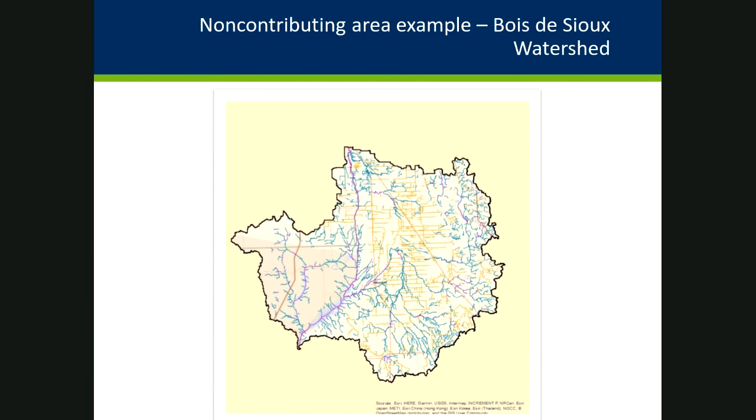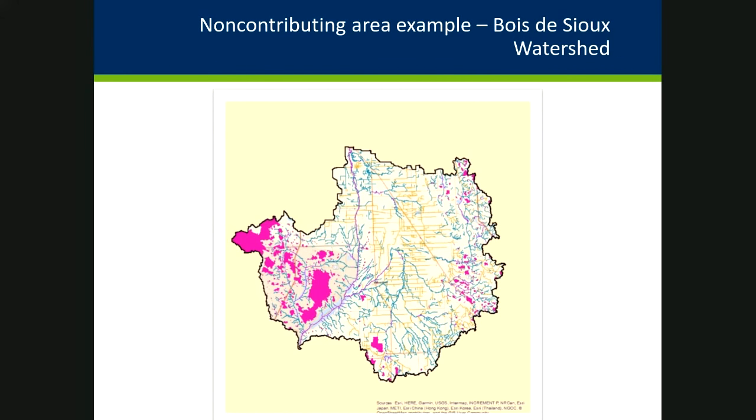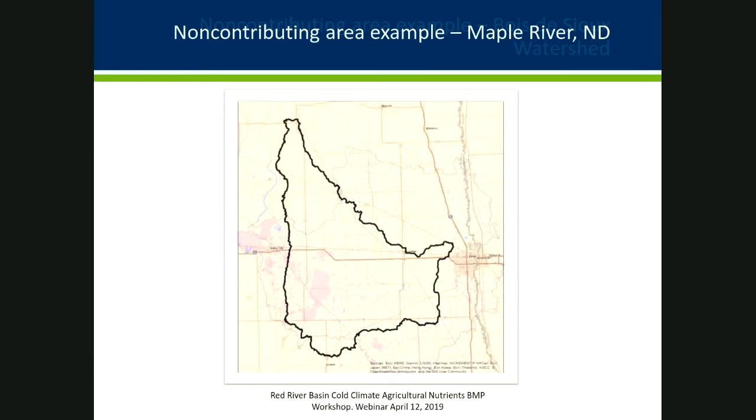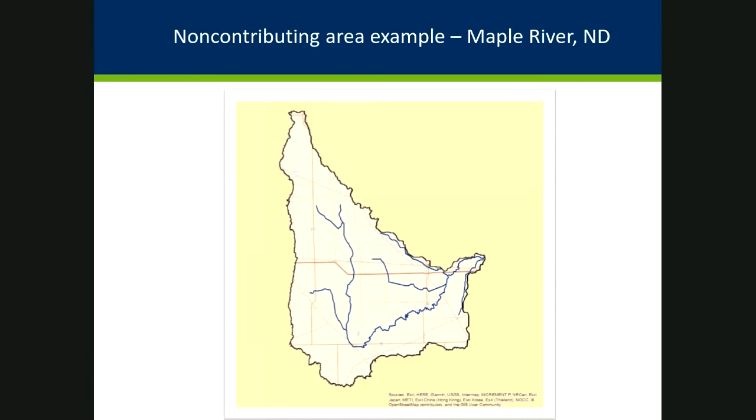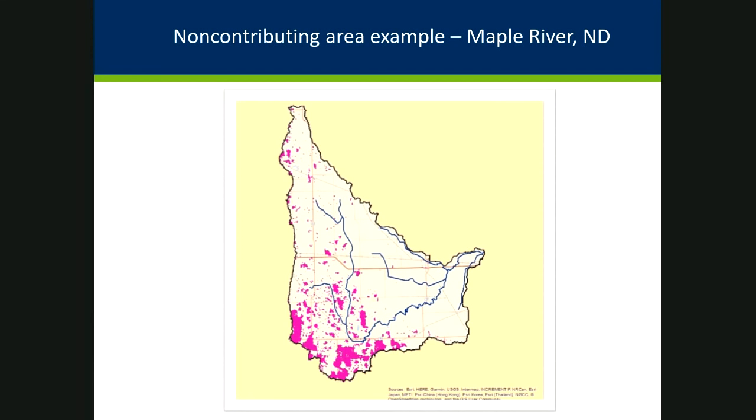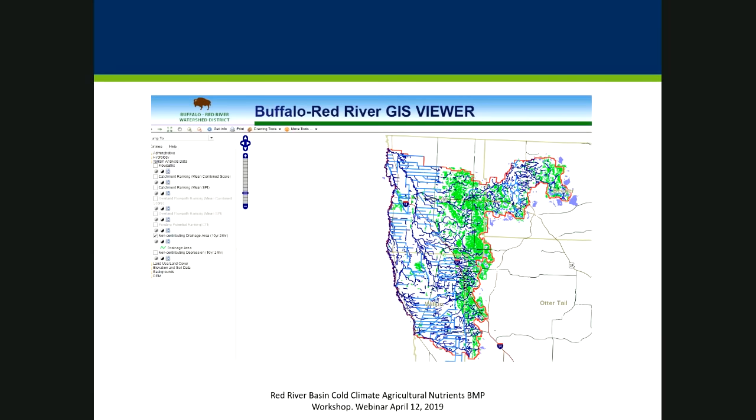This is the Boy to Sioux watershed, North Minnesota, North Dakota. Here's an example of those non-contributing areas. These are areas that do not contribute in a 10-year storm event or are estimated not to contribute runoff. And this is the Maple River in North Dakota. Again, there are areas still left that are non-contributing that should be part of the discussion of our best management practices and where to do them depending on our goals. So with that, I am done.